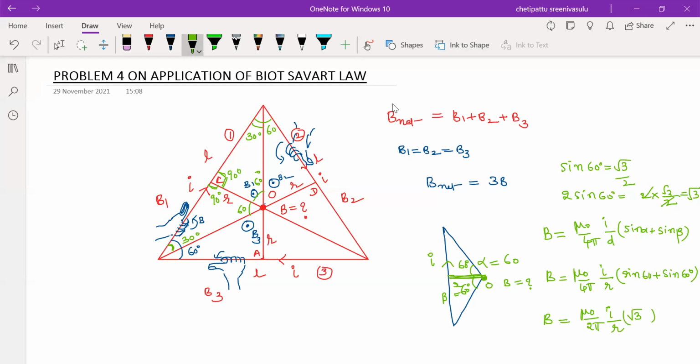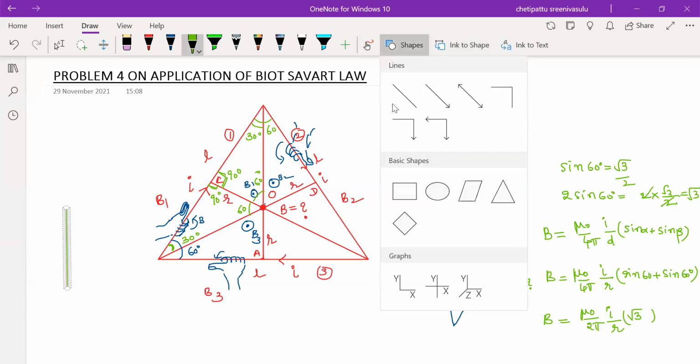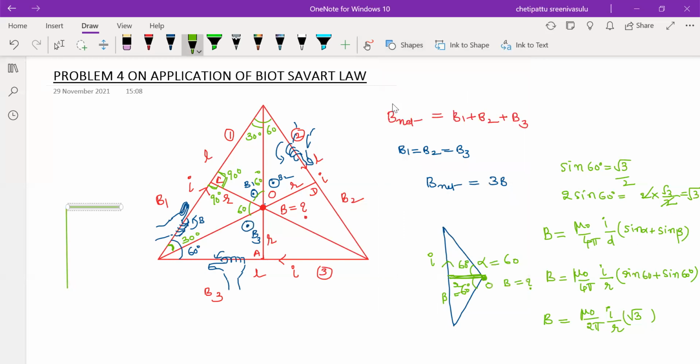Now again, R value, how to find out? R value, you look at here. I am taking the diagram. You look at here. R value, how to find out? Take here R value. This is a straight conductor. Then another one you take here. Another one. You look at here. So this is 90 degree. This is 90 degree. Now this is R. R value we need to find out.